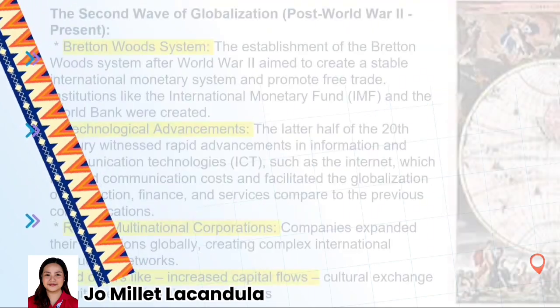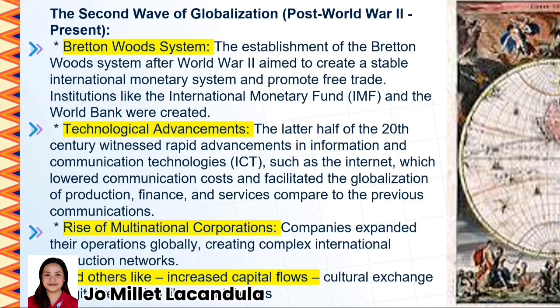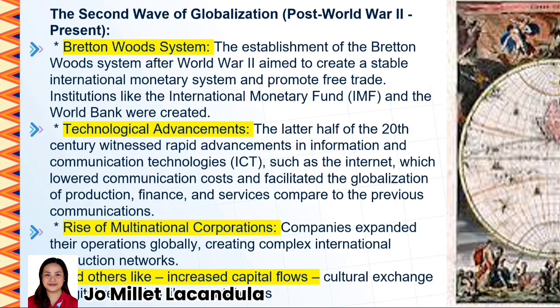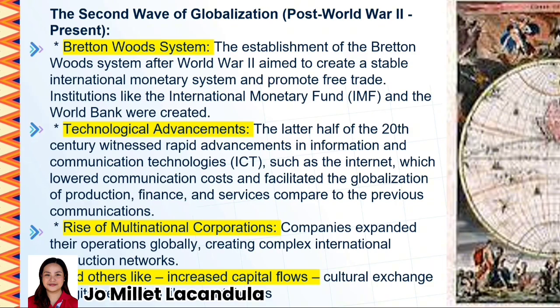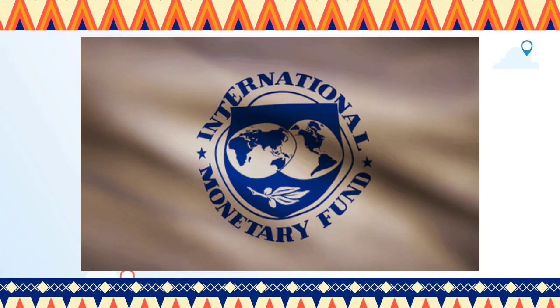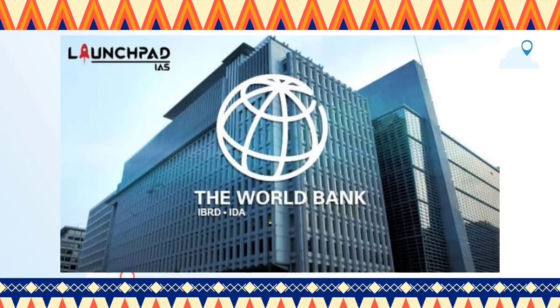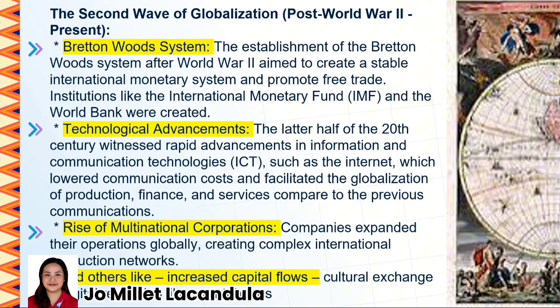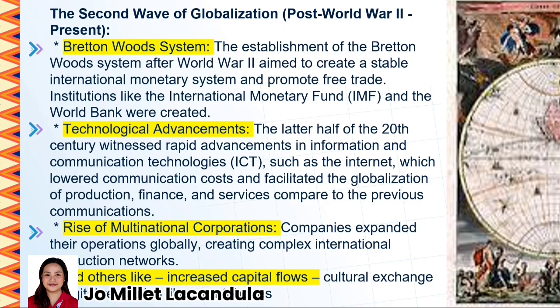Next, we have the second wave of globalization, spanning from the post-World War II era to the present. It has been characterized by several significant developments that have reshaped the global economy and society. First, the establishment of the Bretton Woods system aimed to create a stable international monetary framework and promote free trade. This led to the creation of key institutions like the International Monetary Fund, or IMF, and the World Bank, which facilitated international economic cooperation.